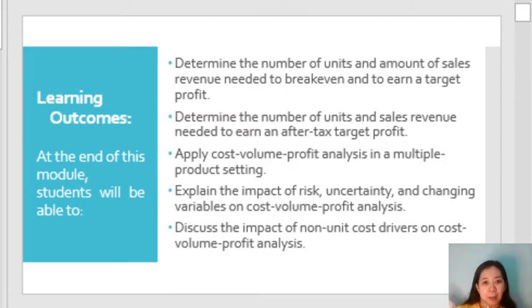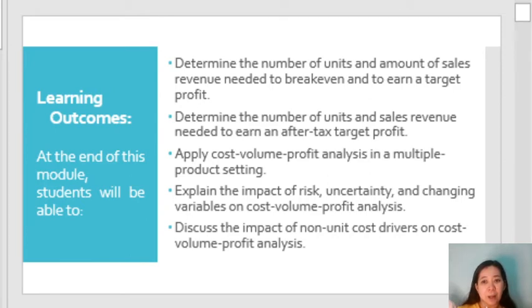For the learning outcomes, students, at the end of this module, you are expected to, number one, determine the number of units and amount of sales revenue needed to break even and to earn a target profit. Second, determine the number of units and sales revenue needed to earn an after-tax target profit.